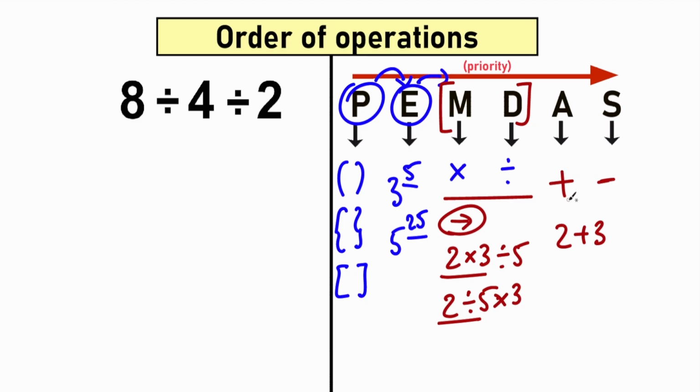So here's the key moment. Whenever you have a problem that has a mixture of multiplication and division or a mixture of addition and subtraction, you know to do the operation in order from left to right. Here's the key line right here. So right here from left to right, and right here from left to right.